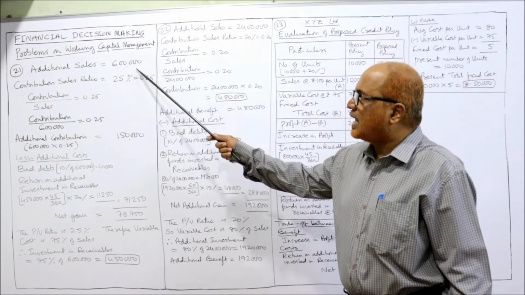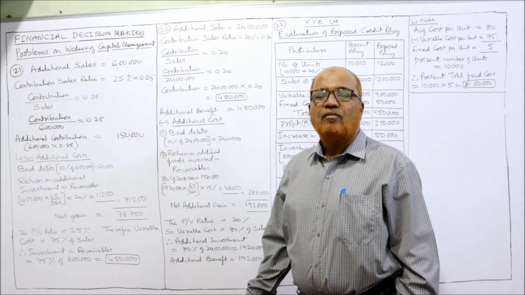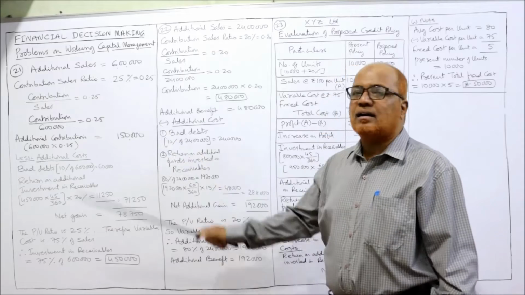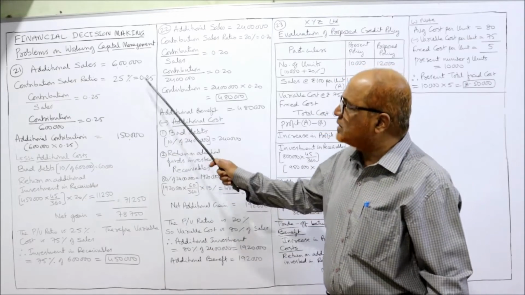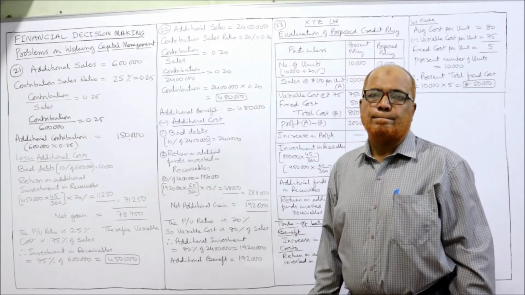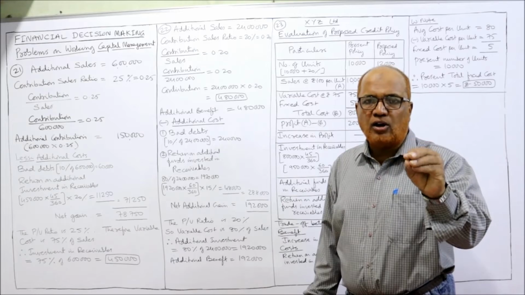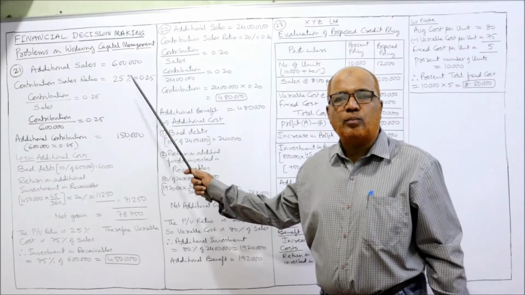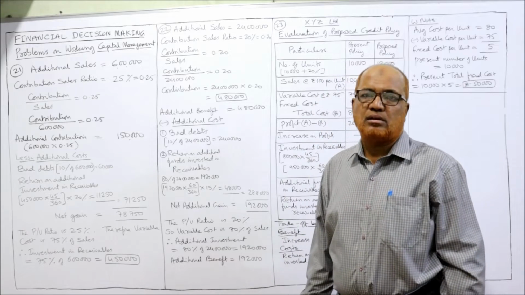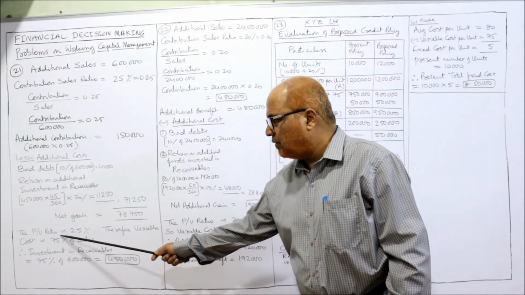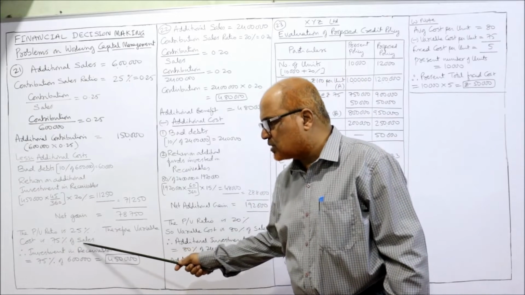So for this 6 lakh rupees, 6 lakh rupees is the sale value. What is the cost of this 6 lakh? 75% of 6 lakh, because 25% is contribution. So in 100 rupees of sales, 25 rupees are contribution, 75 rupees is the cost. So here, the PV ratio is 25%, therefore the variable cost is 75% of sales.